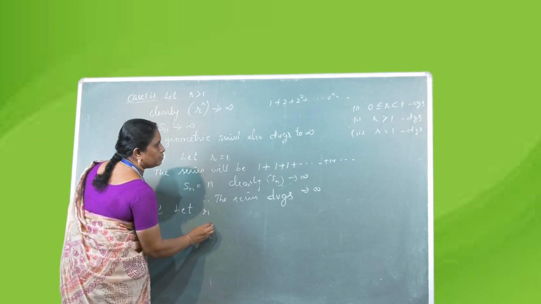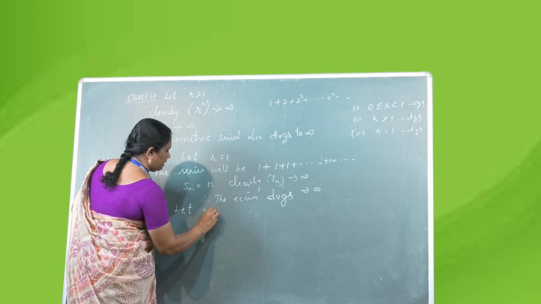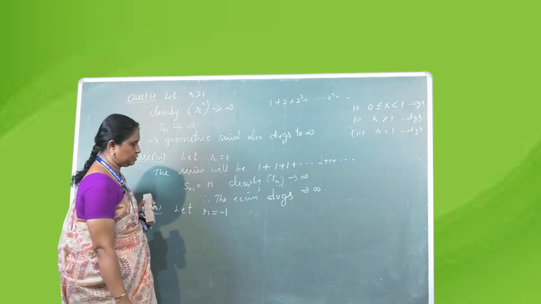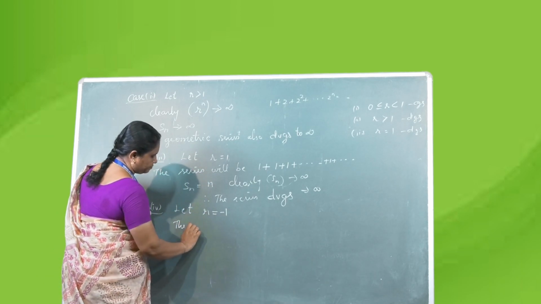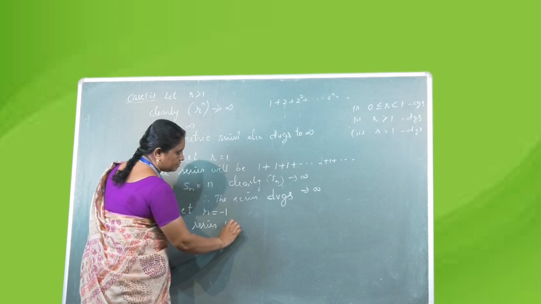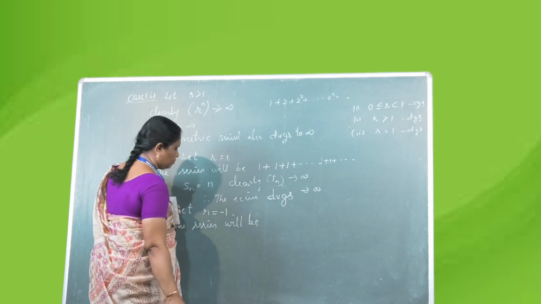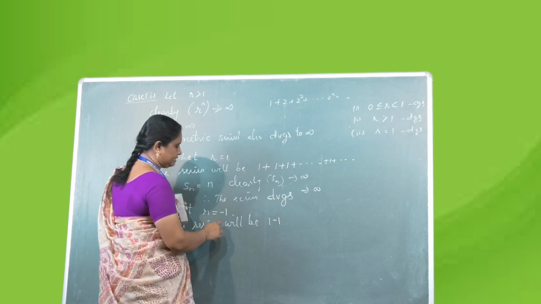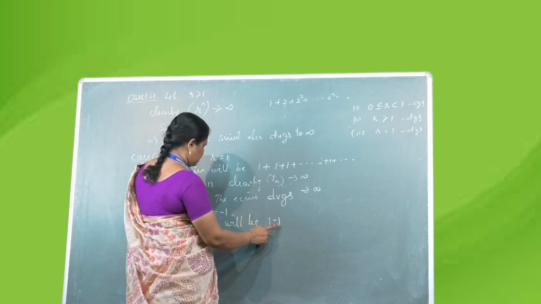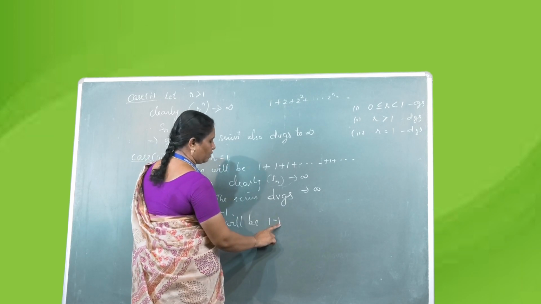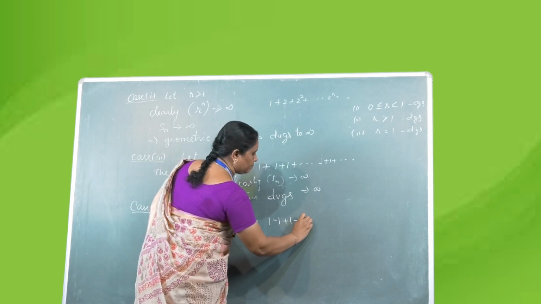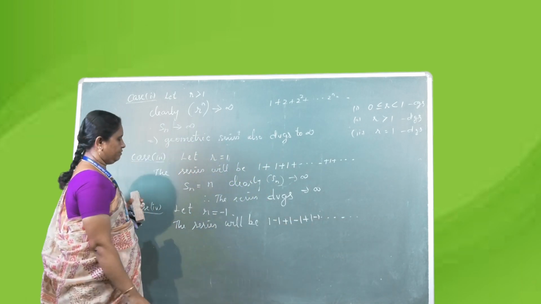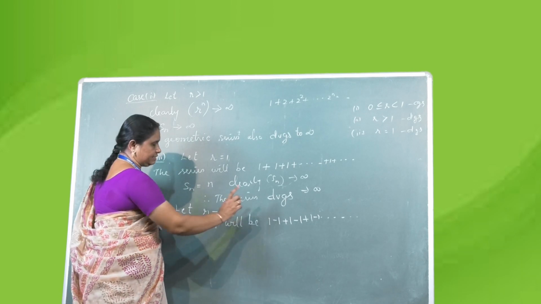let r value be equal to -1. Then the series will be, what we get? First is 1, and next one is -1, as it is (-1) to the power of 1, and then (-1) squared, therefore 1 minus 1 plus 1 minus 1 plus 1 minus 1, etc. Like this. So if r is equal to -1, the series will be like this.